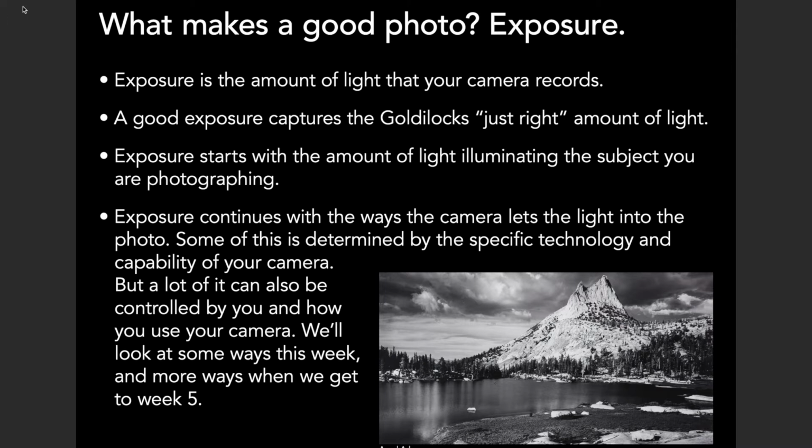So let's say you have the right amount of light. The next thing is adjusting your camera so that the camera can record the light that is there. So there's different ways this happens. Some of it is determined by your camera, so different cameras have different capabilities. So if you notice, the DSLR has a much bigger lens than the iPhone. So this bigger lens can let in more light and gives you a lot more flexibility for taking pictures.